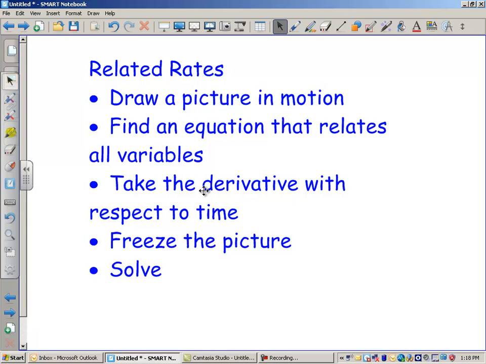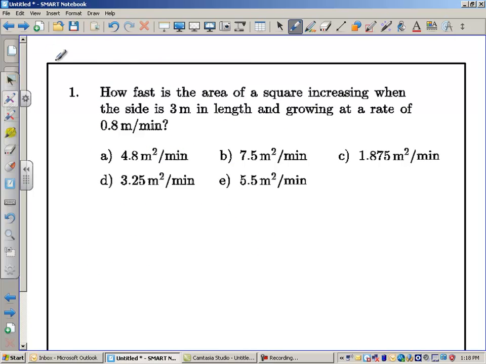I'm going to do this every single time with these questions. Draw a picture in motion. I'll find an equation. I'm going to take the derivative with respect to time, which by the way, oh, look at that, it's purple, this means d/dt, both sides. And I'll freeze a picture and solve. So let's just get right after this.